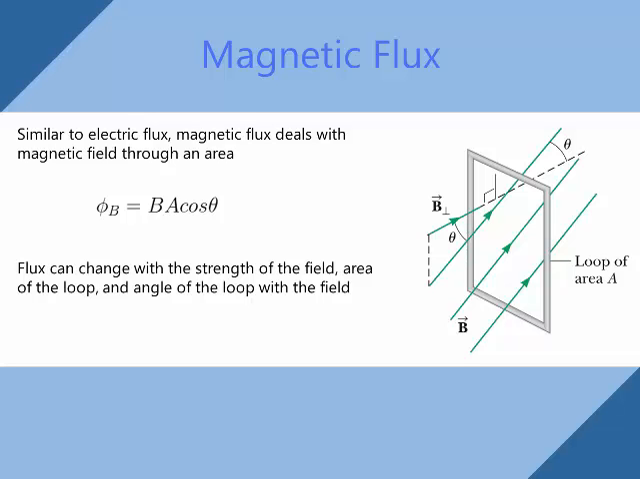Flux, thus, can change with the strength of the field, the area of the loop, and the angle made between the loop and the field. Maximum flux is attained when the loop and the field are perpendicular to each other.